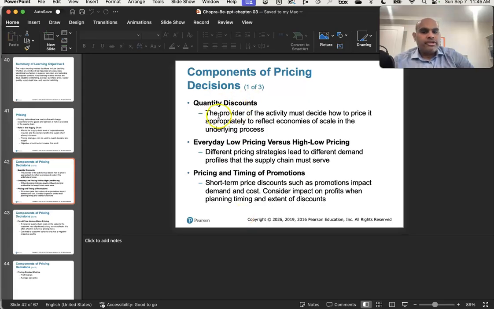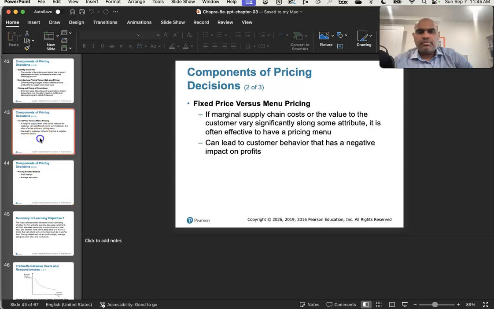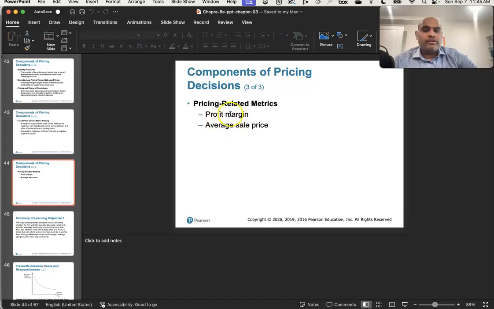So things like quantity discounts and low prices versus high prices. So these are all pricing promotions. Now, again, this is also part of sales and operations planning, and we'll talk about that. I don't know if we'll have enough time to do quantity discounts, but we will definitely talk about quantity discounts a little bit. And yeah, so you can have fixed pricing versus menu pricing. You can have variable pricing. Uber and all of these are examples of variable pricing where, depending upon the time of the day, the price might be different for the same product, right? And of course, the important metrics are profit margin and average sales price.